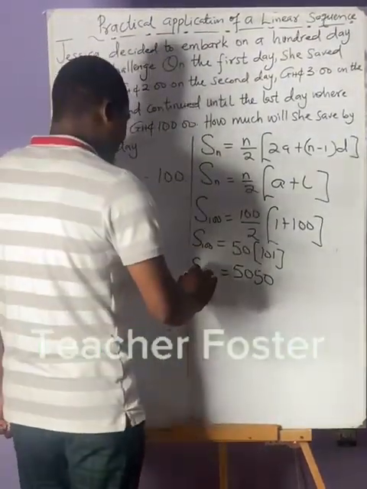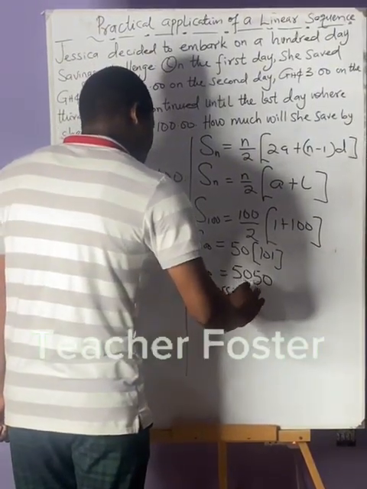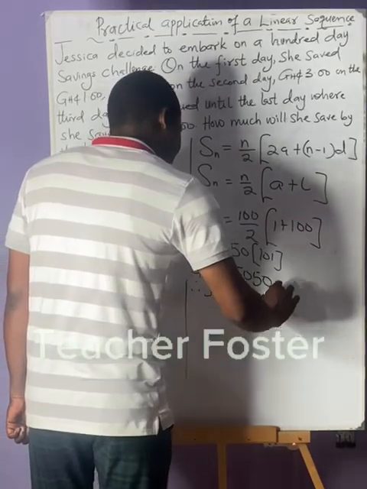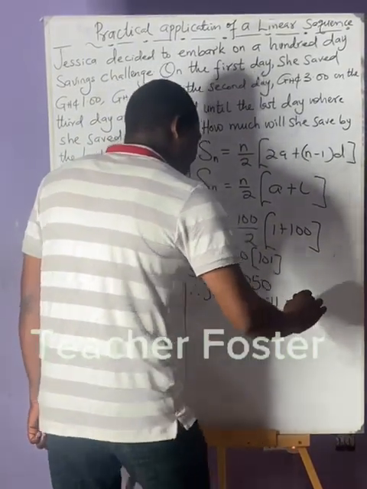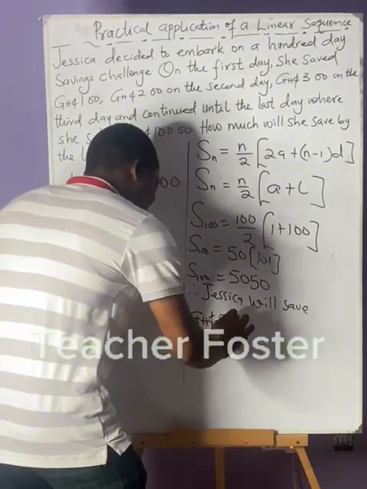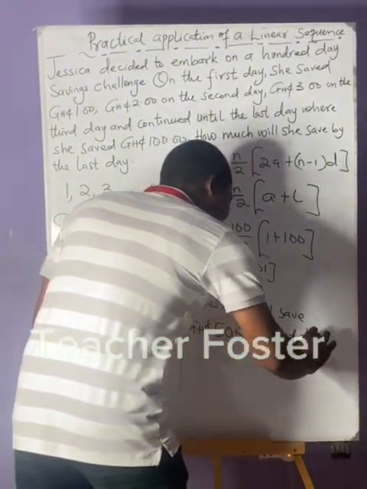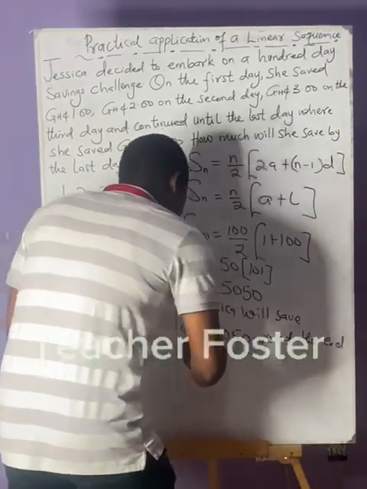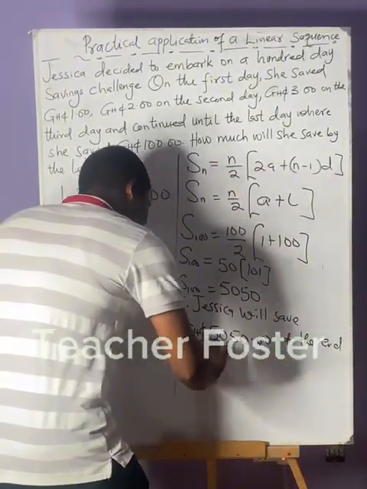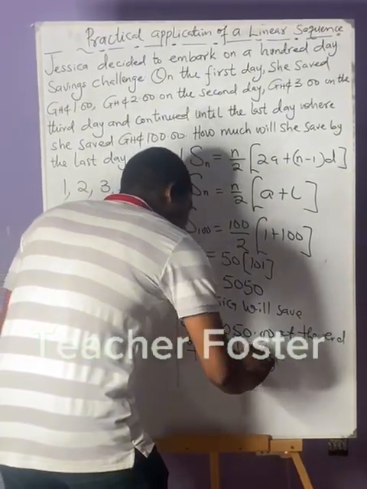So I can say that therefore, Jessica will save, and don't forget to bring your currency sign, 5,050 CDs at the end of the challenge. At the end of the 100-day challenge.